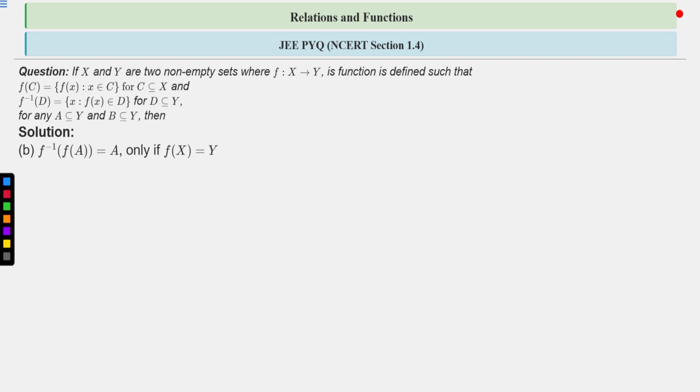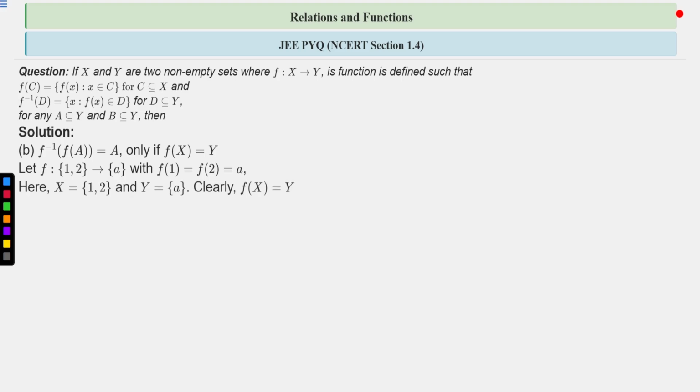Let us check option B. Option B says f inverse of f(A) should be equal to A, right? That holds only if f(x) is equal to f(y) implies x equals y. So let f be from {1, 2} to {a}, with f(1) equal to f(2) equal to a. Got it?